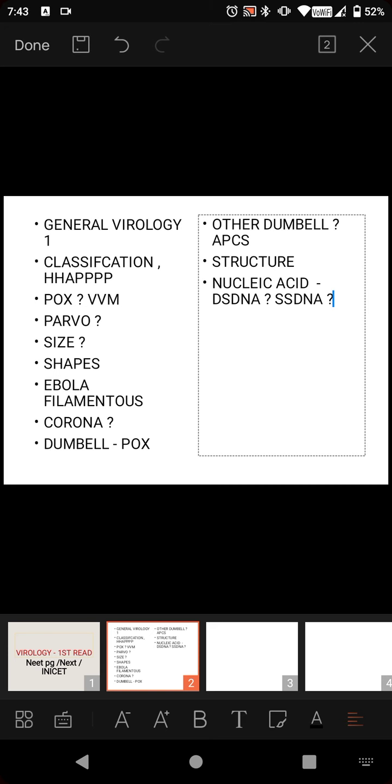Then coming to the RNA viruses. What is the peculiar thing about RNA viruses is that all have one copy of unsegmented single stranded RNA, except, and this is important, everything has a single copy of unsegmented.